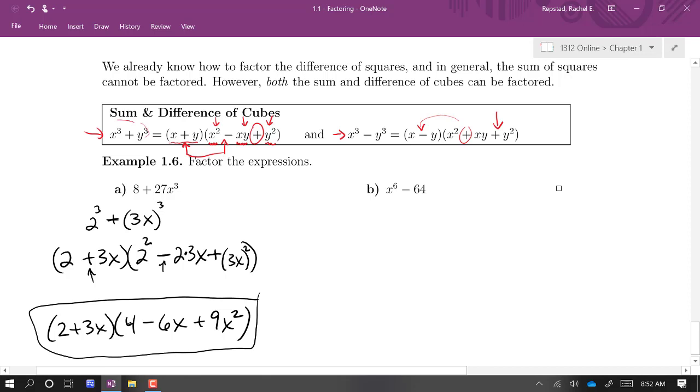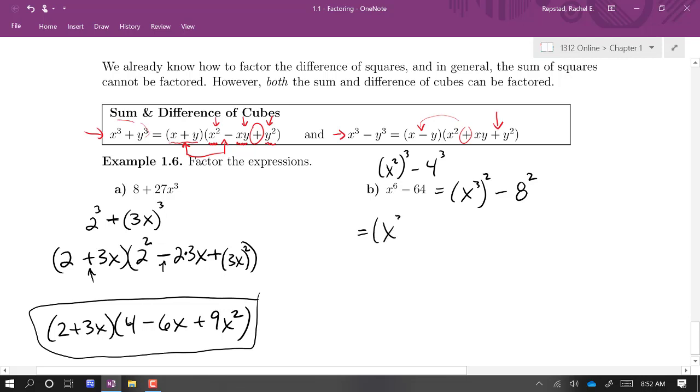All right, getting to this last example. There's 2 ways we can look at this. One is to see this as a difference of cubes, because x to the 6 is the cube of x squared, and 64 is the cube of 4. And you could factor it that way, but we'll be able to factor further more easily if we first see this as a difference of squares. So x to the 6 is the square of x cubed, and 64 is 8 squared.